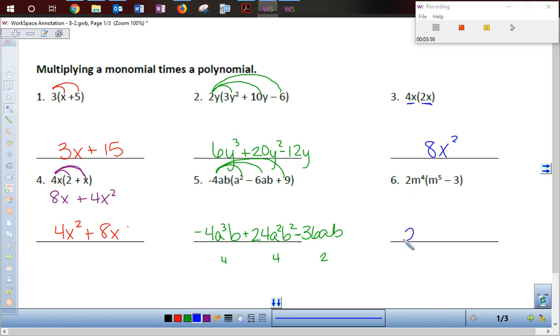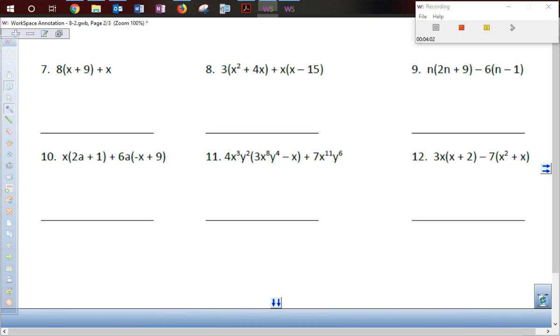Hopefully when you distribute through, you see that you get 2m to the ninth minus 6m to the fourth. Now let's look at number 7. On 7, we have 8 times the quantity of x plus 9 plus x. So we're going to start just like normal. We're going to start by distributing.